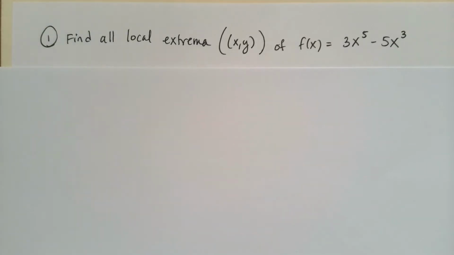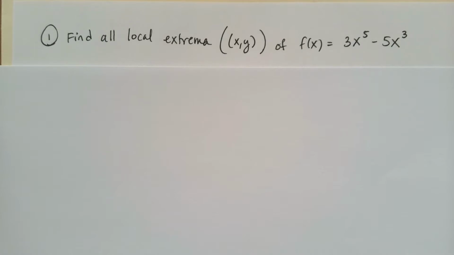In this video, we're going to do the solution to the first example at the end of the first derivative test. So we want to find all local extrema of 3x to the fifth minus 5x cubed. I already started the first two steps of this and had some camera issues.